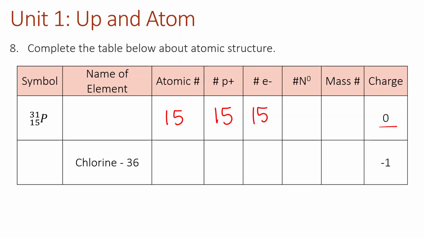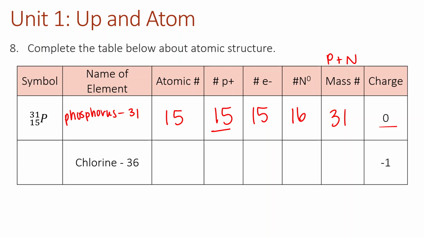So then to figure out the mass number, that's given as 31 in the symbol here. That's the number that's on top. So that mass number is the sum of protons plus neutrons. So I know that I have 15 protons, which means I must have 16 neutrons. So the name of this would be phosphorus-31.